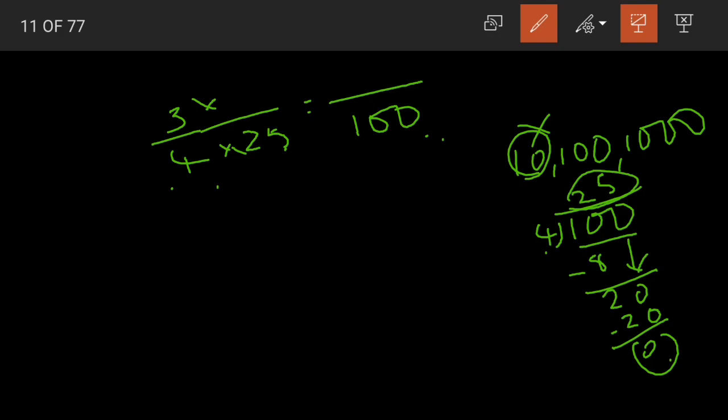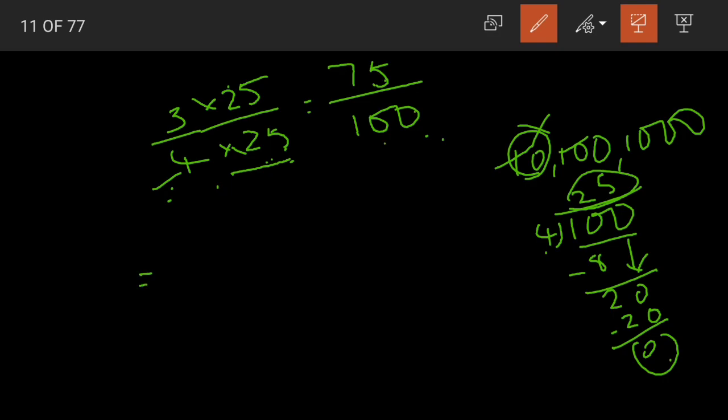Now as we have multiplied by 25 in the denominator, we have to do the same with the numerator. So 3 into 25, 25 into 3 is equal to 75. So 75 becomes the numerator and 4 into 25 is our 100. Now we all know how to convert this into a decimal number, right?